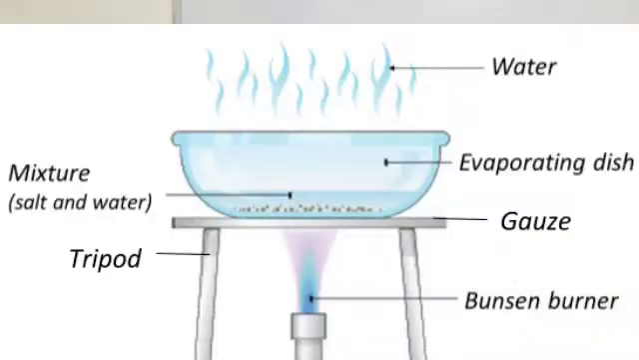Now we can use this to separate some particles from the water. We can take the example of salt. How do we get the salt? We get the salt from the seawater. The seawater is a mixture of so many minerals, which is why it has that salty taste, right? And we can obtain the salt from that seawater.